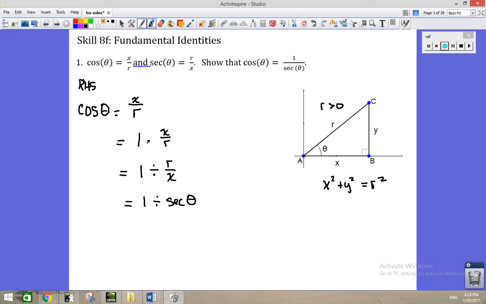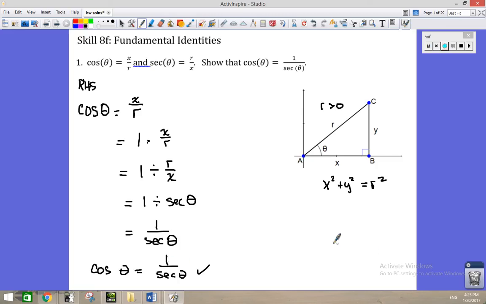That's what this is reminding me here: when you see this ratio of r over x, it is the same thing as secant theta. So where I see r over x, I can replace it with secant theta. We typically will write division as a fraction. And here we have shown that the left-hand side, cosine of theta, through these definitions and substitutions and using properties of arithmetic, is equal to 1 over the secant of theta.